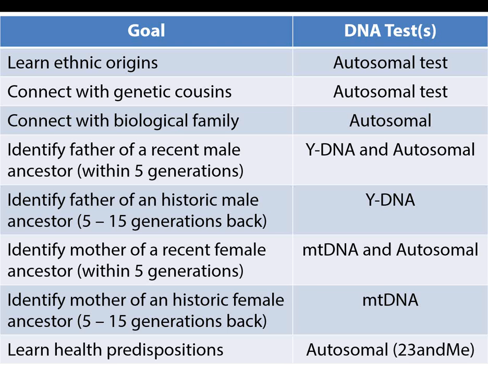Y-DNA tests are useful in confirming the paternity of a male ancestor over several generations, and mitochondrial DNA tests for confirming the maternity of a female ancestor. And in either of these last two cases, if this is within 5 generations or so, an autosomal test could be applied as well. And while not the focus of this webinar so much, something that is also available within these tests, if you are interested in learning health predispositions, 23andMe also offers that. And this might be a reason several of your genetic matches may have also chosen to take a DNA test.